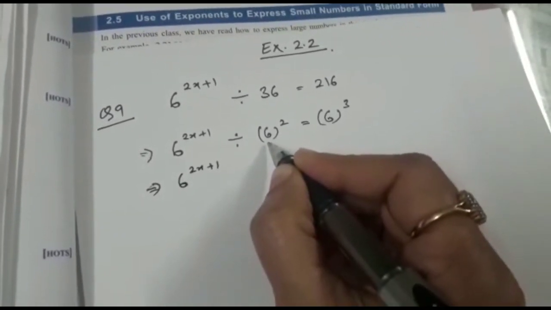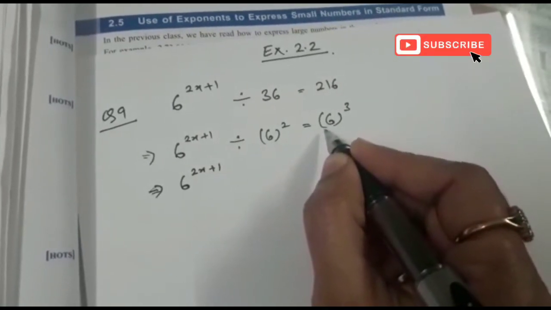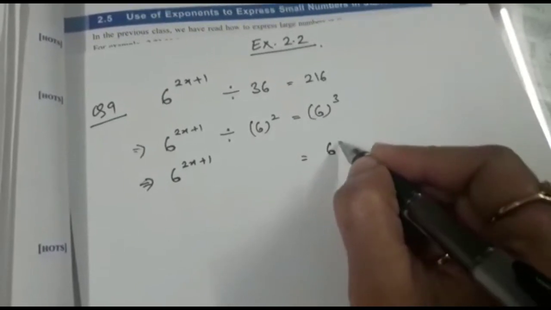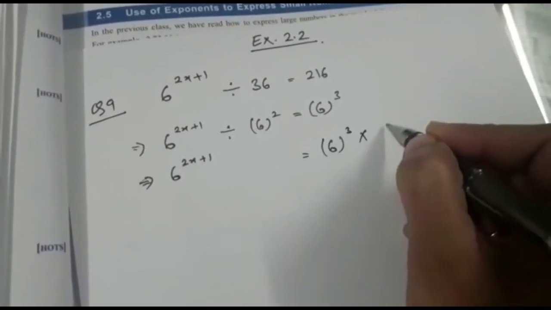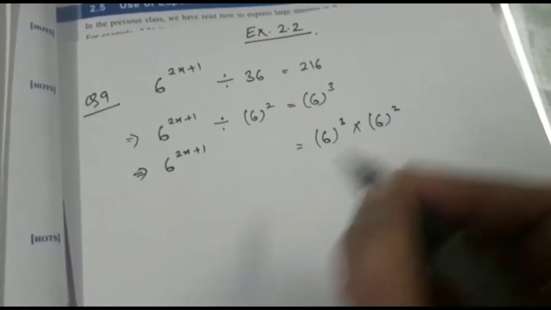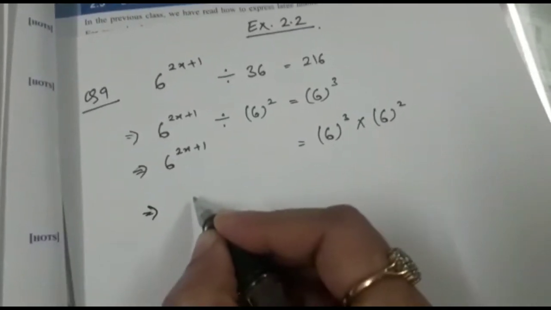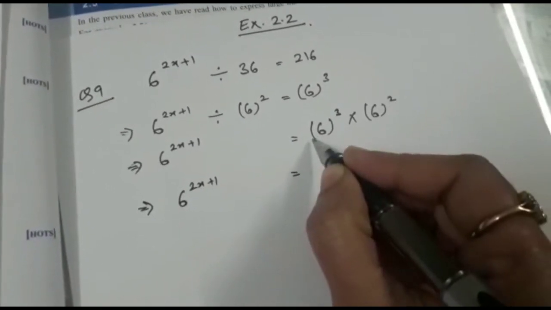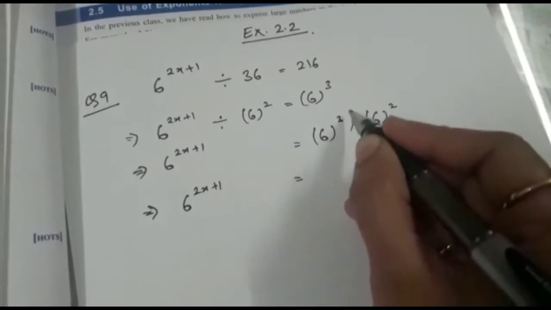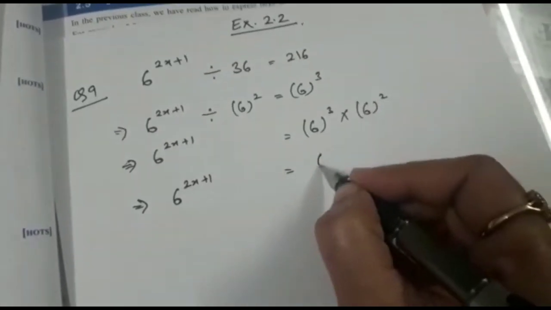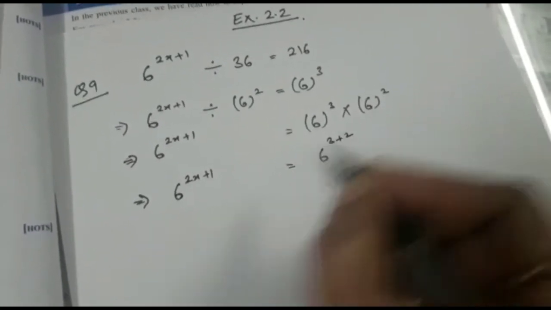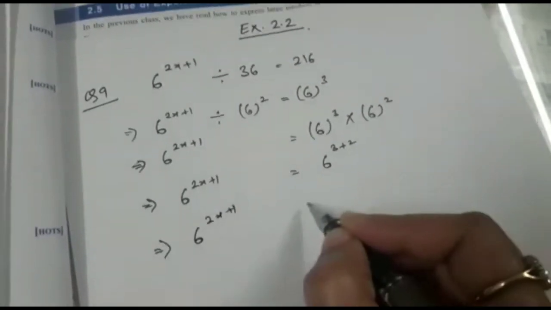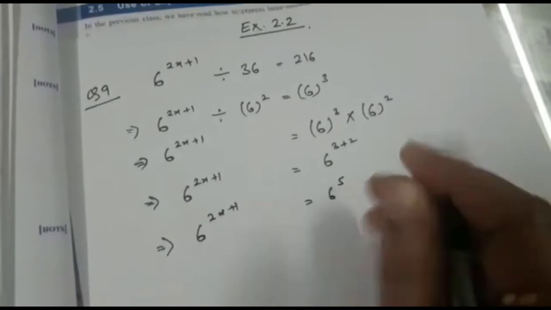We can transpose division 6 raised to the power 2 into the right hand side, so that it will become multiplication 6 raised to the power 2. In the next step, 6 raised to the power 2x plus 1, as both are in multiplication, their powers will be added. 6 raised to the power 3 plus 2, that is 6 raised to the power 2x plus 1 equal to 6 raised to the power 5.